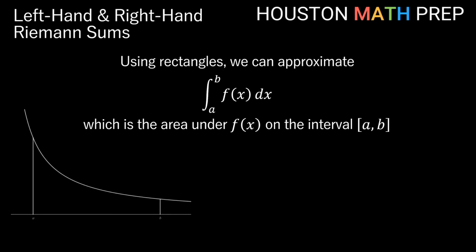If we use rectangles, we're actually able to approximate the definite integral of a function from a to b. Remember, this represents the area under the function, the exact area, on this interval a to b. So I have some curve, and this definite integral represents the amount of area we have between x equals a and x equals b, between the function and the axis there.